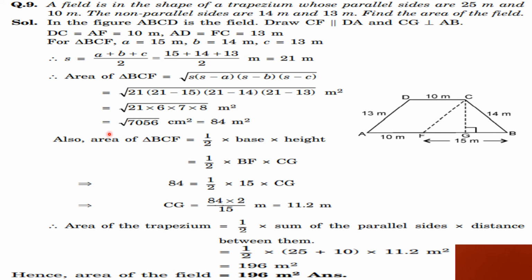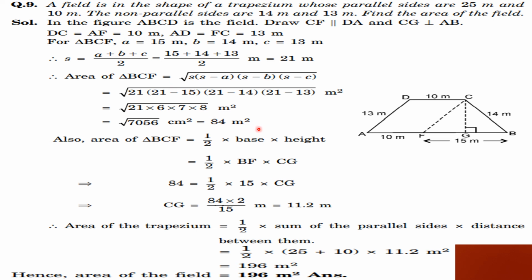That is equal to square root of, by multiplying these four numbers, what will you get here? 7056, meter square. Here there is a print mistake, meter square. That is equal to, if you find the square root of this number, 84 is the square root of this number, meter square. So this is the area of triangle BCF.